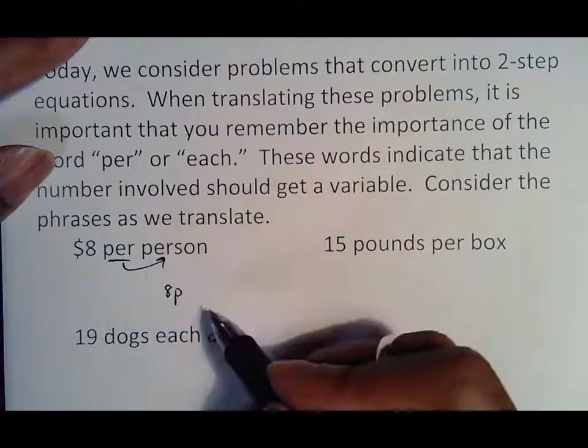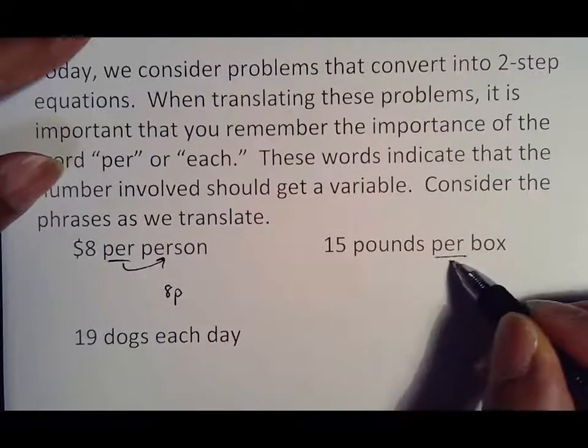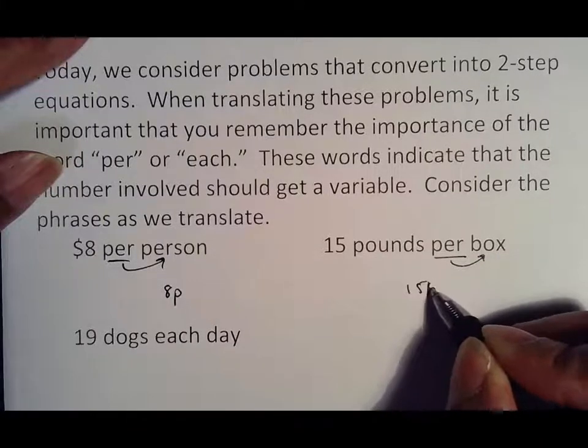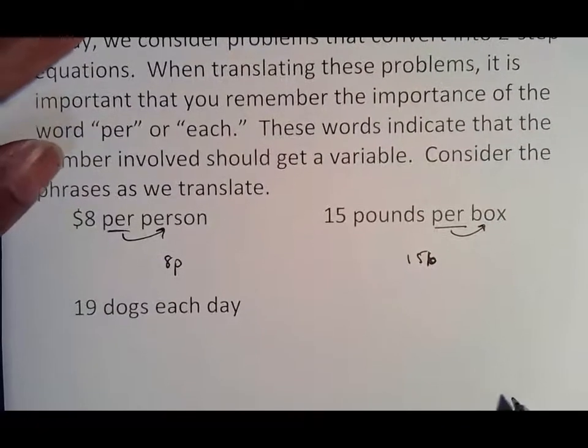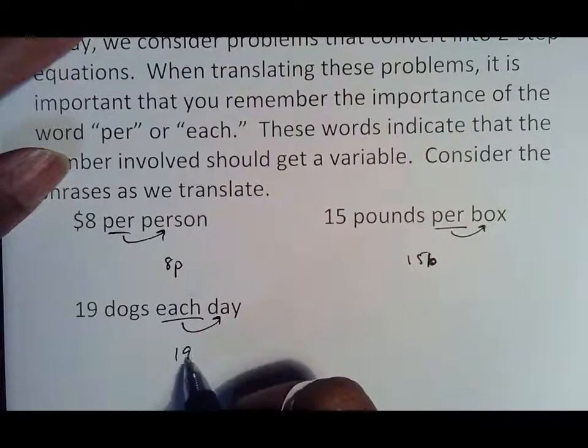Not per, but for person. 8 per person. 15 pounds per box. There's your word per. It's per box. You would put 15 times B because it's per box. 15 per box. 19 dogs each day. Each day is what we're talking about, so it would be 19D.